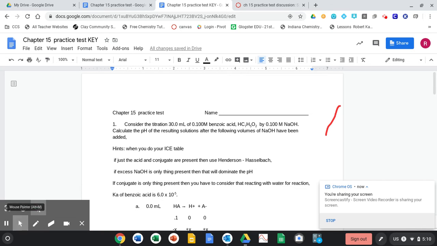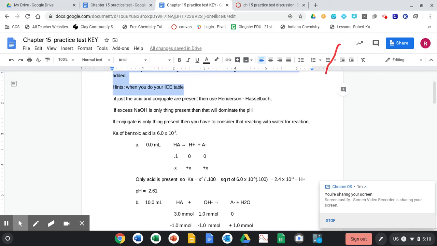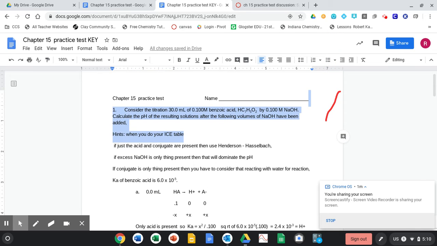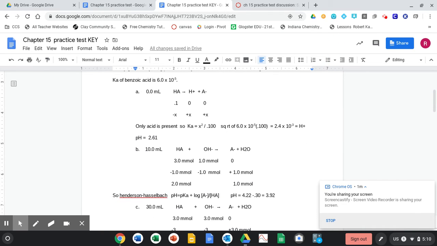And so let's take a look at, why are you not moving for me? There we go. Now we're scrolling. So we have 30 milliliters of 0.1 molar. So multiply those and you get 3 millimoles. By 0.10 molar sodium hydroxide. So the first problem asks you to take a look at when you have added no base.